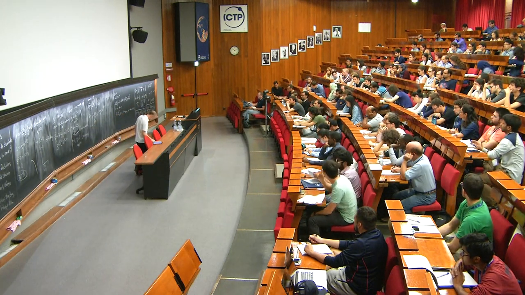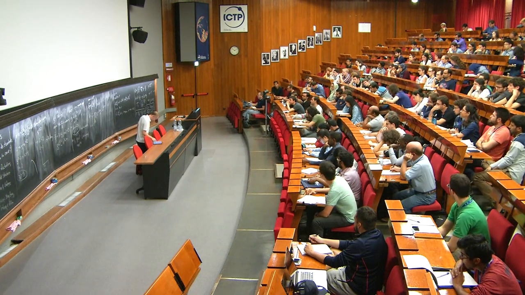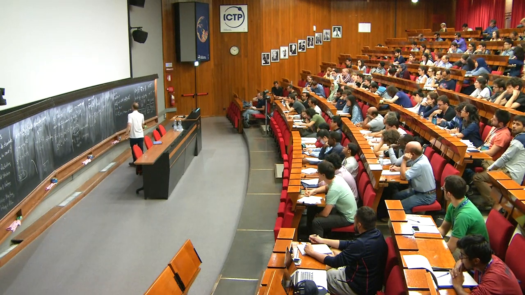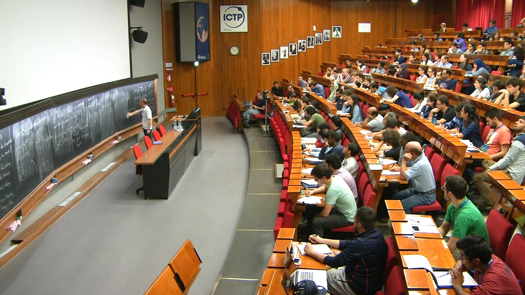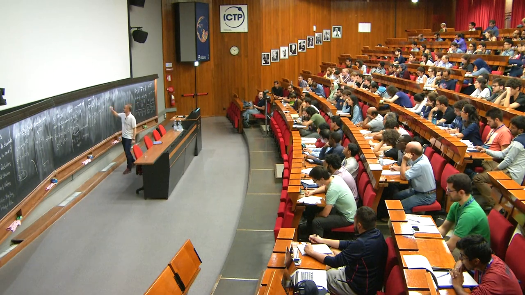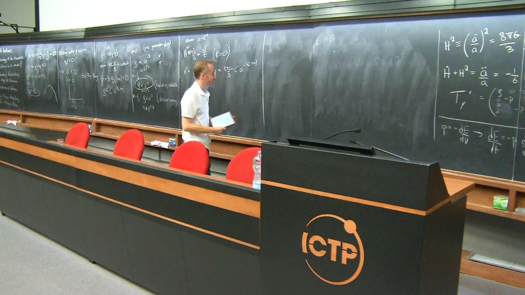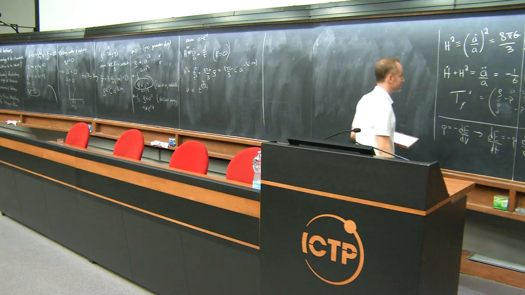Okay, very good. So let's talk about causality. In general relativity, light is affected by gravity, and it moves at finite speed. So let's work out how a ray of light, or any massless particle, would propagate in this metric.